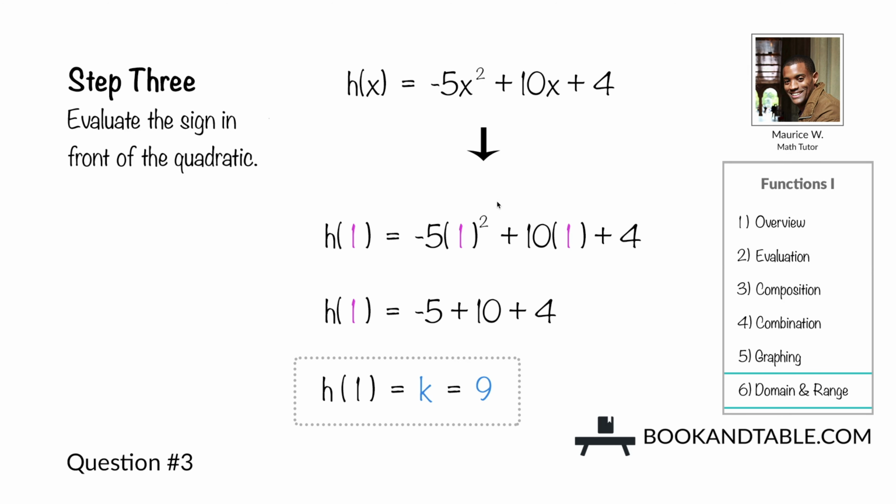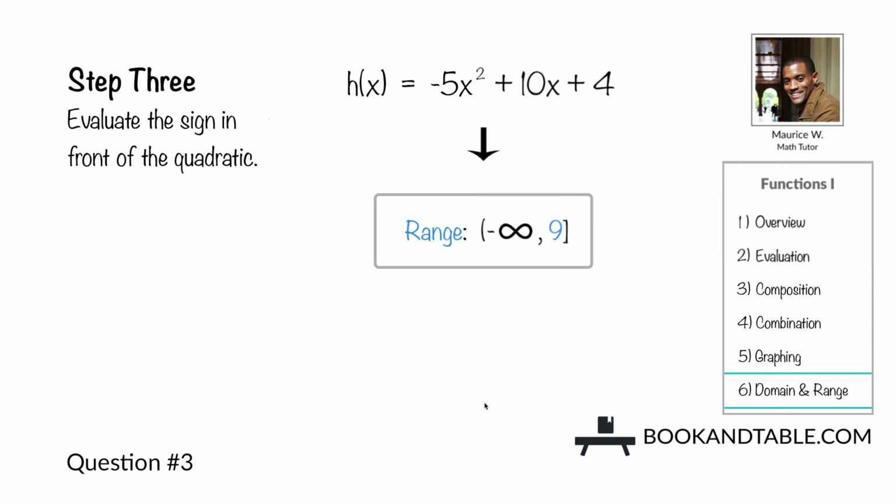So now we want to evaluate the sign in front of the quadratic, and it is negative, letting us know the function will open downward towards negative infinity as its low point, and 9 as its high point of the range. So the range for question number 3 is from negative infinity to positive 9, including positive 9.